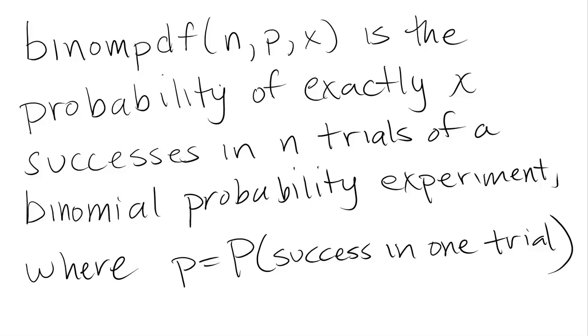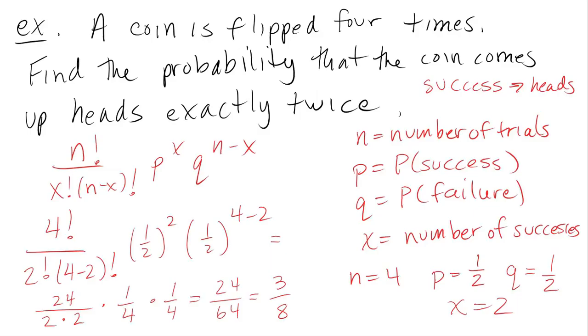The first example from the last lesson was about coin flipping. A coin is flipped 4 times. Find the probability that the coin comes up heads exactly twice. And you can see all of the work that we did for this problem. On the right, you see all of the inputs that we used to the function, and on the left, you see the formula itself and then the work that we did to crank out the answer. We got a final answer of 3/8.